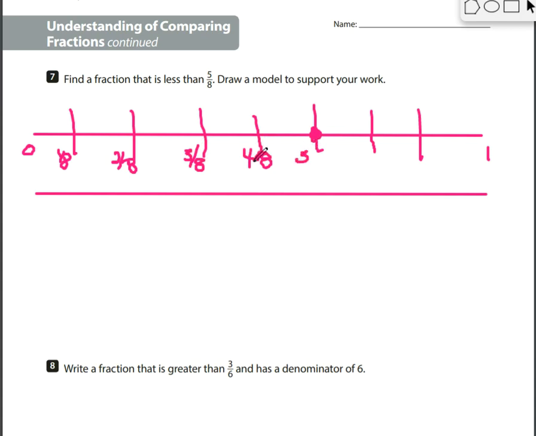That looks like a 4/8. There we go. 5/8, 6/8, and here we have 7/8.